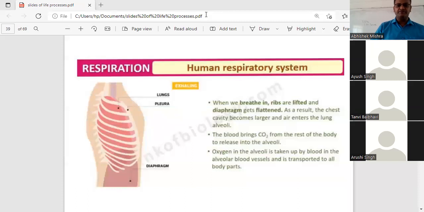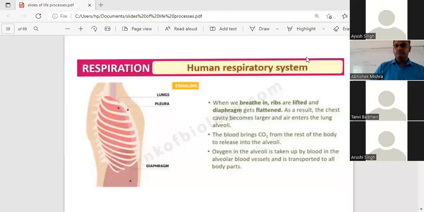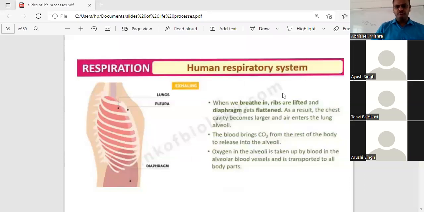Roshan, you can unmute yourself. Okay, Ayush, I have seen you have raised your hand. Let Roshan try once, and then I will come to you. Roshan, can you tell me what is the difference between breathing and respiration? Breathing and respiration. Okay, Roshan, you can take your time. I'm muting you again, no problem.